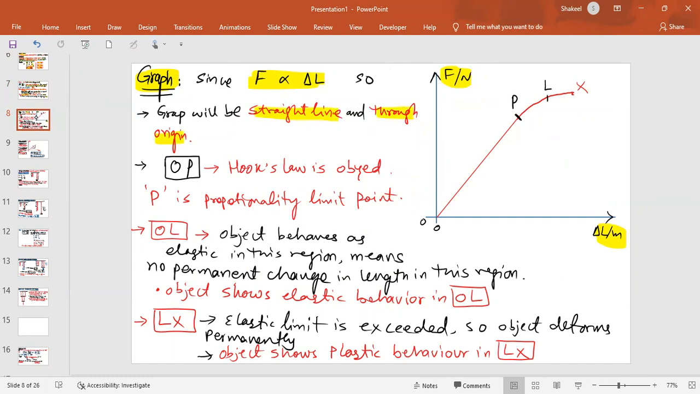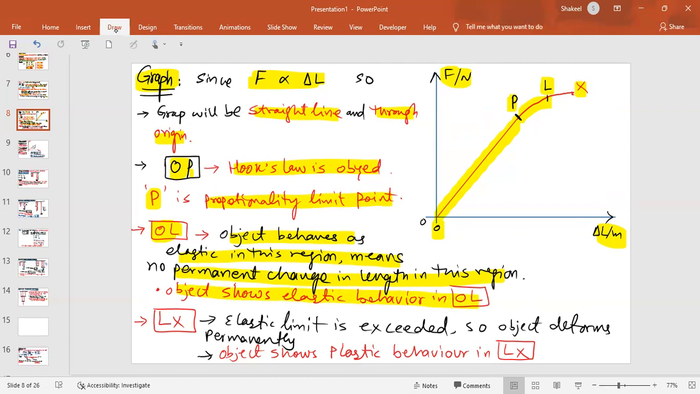Okay, now this graph has several points like O, P, L, and X. So first, let's look upon OP region, which is the straight line region. So over here, as it is a straight line, Hooke's law is being obeyed, and P is actually the proportionality limit. So P is the point till which force and change in length are directly proportional and Hooke's law is being obeyed. What is OL? L is the point beyond P. Object behaves as elastic in this region. It means that no permanent change in length occurs in this region, and object shows elastic behavior in OL. So L is the elastic limit point.